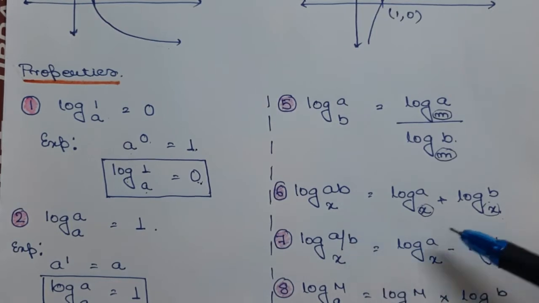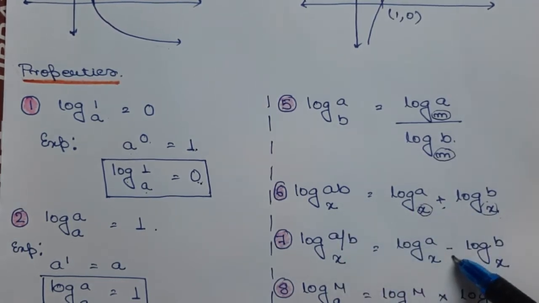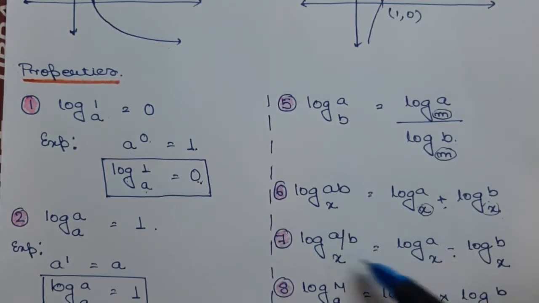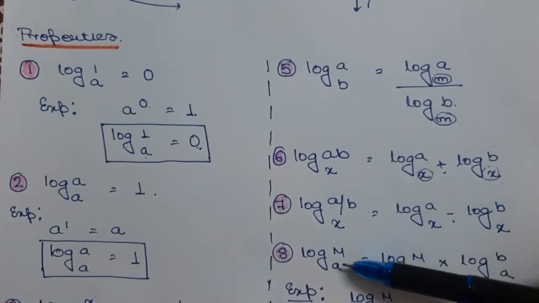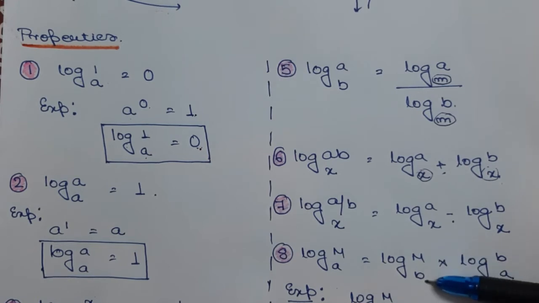Similarly, for multiply we need to write plus, and for divide we need to write minus. As we know, multiplication means repeated addition, division means repeated subtraction. You can remember it like that. Now log of m to the base a is equal to log of m to the base b into log of b to the base a.